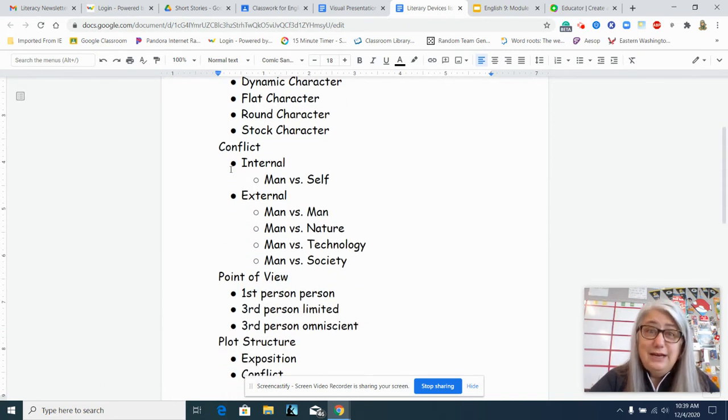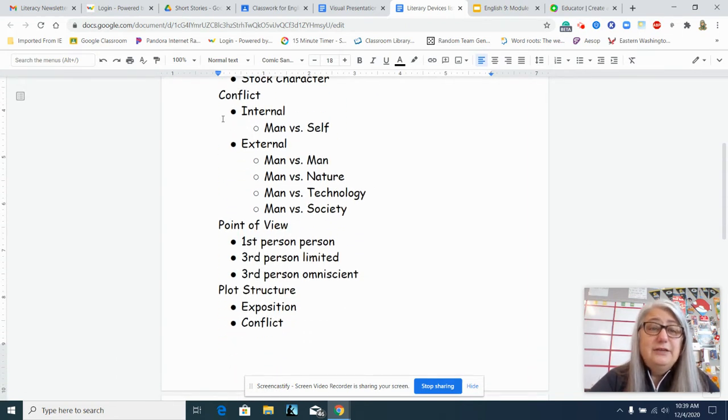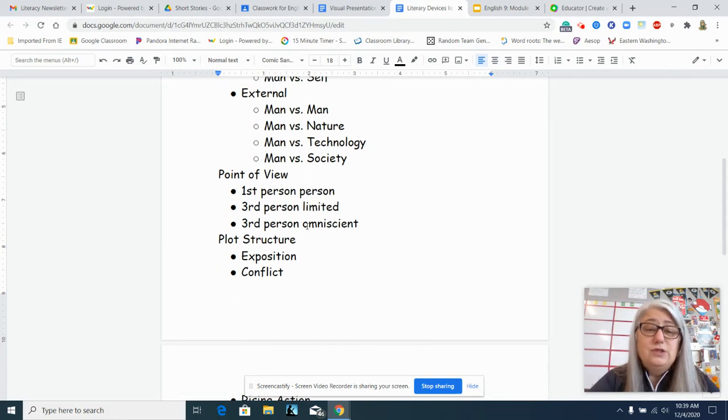Conflict, there was another presentation you did. There's internal and external conflict. We had descriptions, definitions, and examples of all of these. So again, if you don't remember, go back to Module 2 and find that. Point of view, the story is told usually from one of these 3 points of view. So based on your knowledge, which one is it?